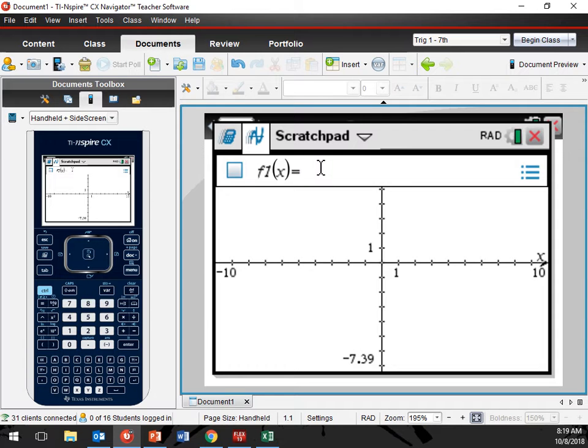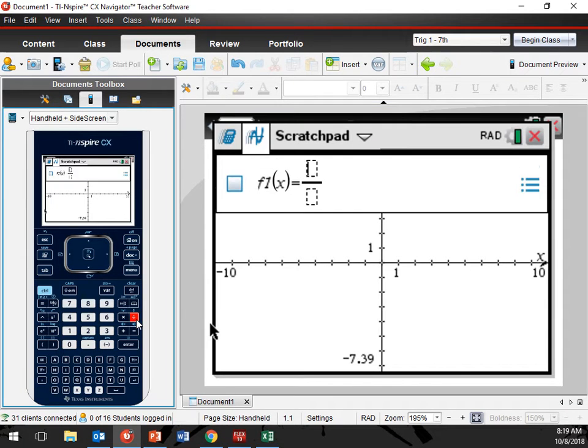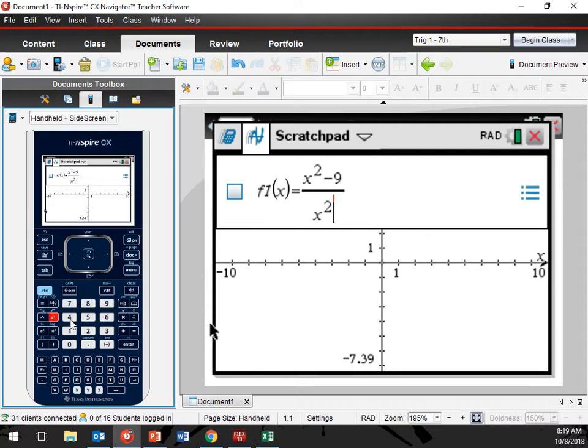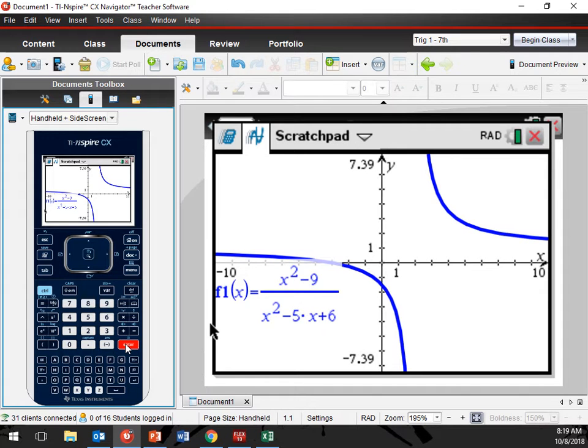So now from here, I'm going to enter my function. It's going to be control divide, which sets up my fraction. x squared minus 9 over x squared minus 5x plus 6. All right, so let's go ahead and take a look at that there.